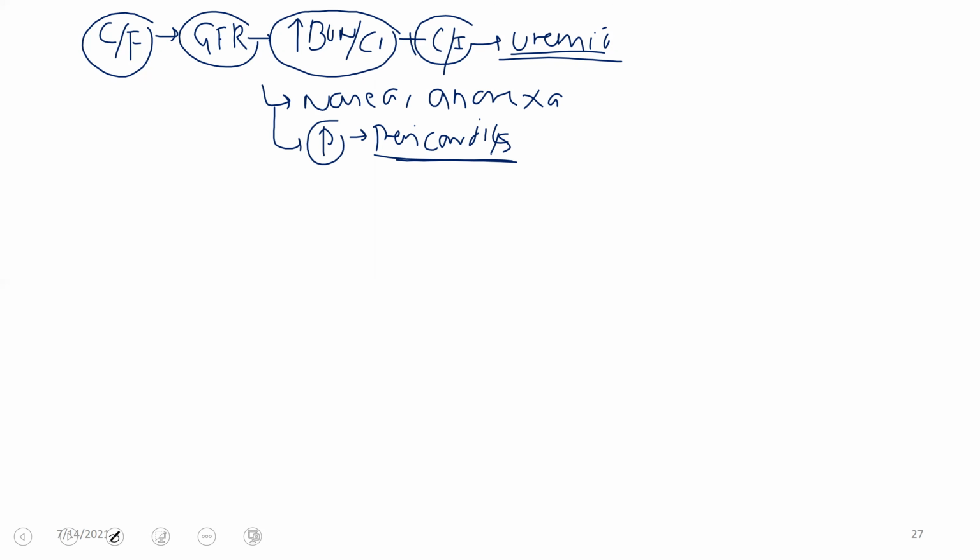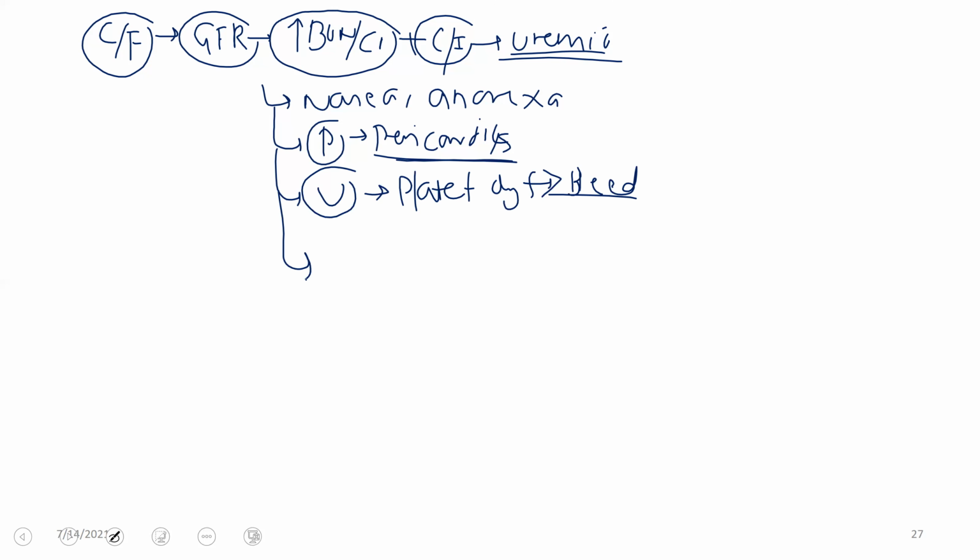Not just that, as we know, the urea will also inhibit platelet adhesion and aggregation, and that will result in platelet dysfunction. It will also manifest with massive bleeding. So platelet dysfunction and bleeding can also be associated.